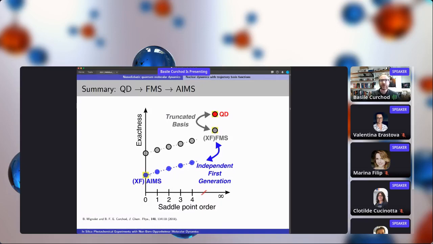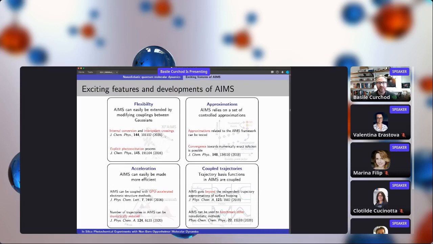And this strategy has very exciting features. First of all, it's highly flexible. We can extend the method to include, for example, external fields or spin-orbit coupling if you want to look at internal conversion and intersystem crossing in your excited-state dynamics. We know where the approximations of the method are, so we can test them, we can challenge them, and we can make sure that our calculations are well converged with respect to those approximations. As we couple the trajectories, we actually move a step beyond the surface hopping approximation.